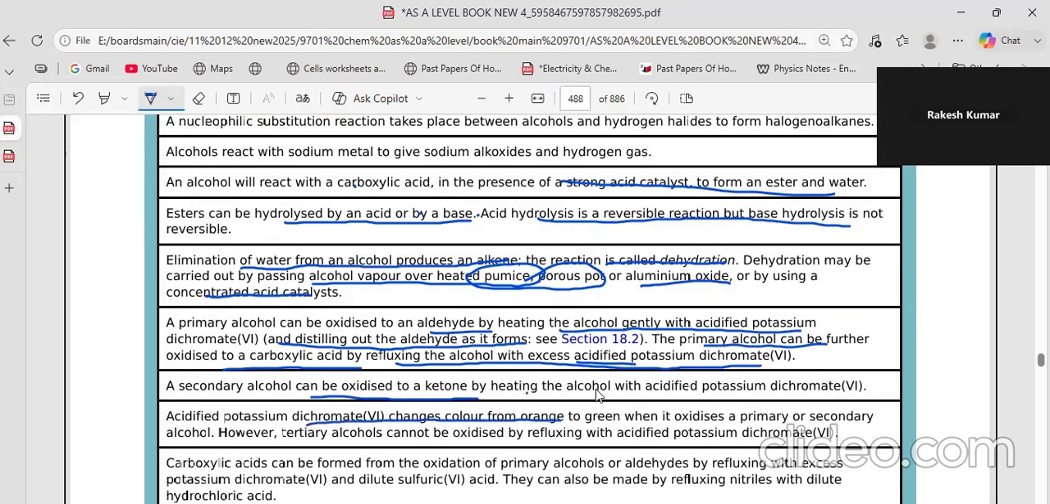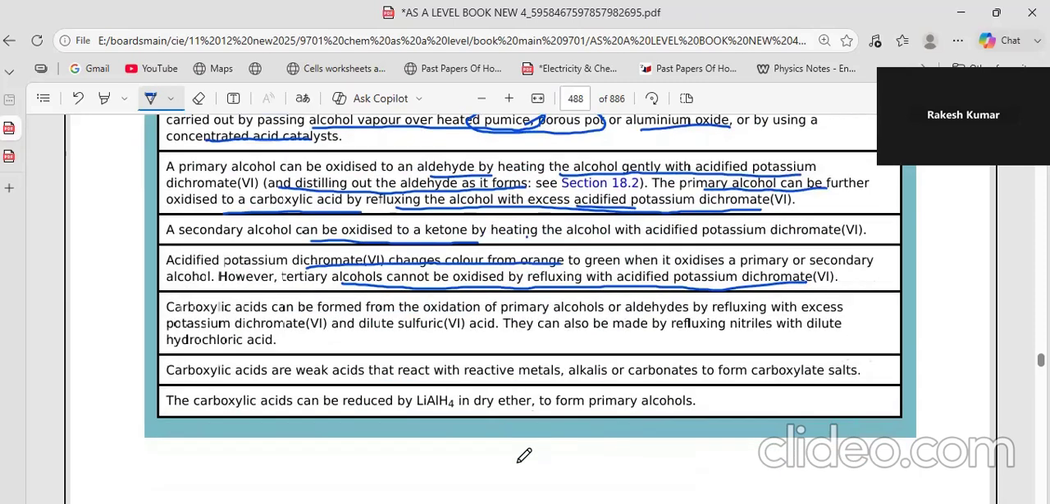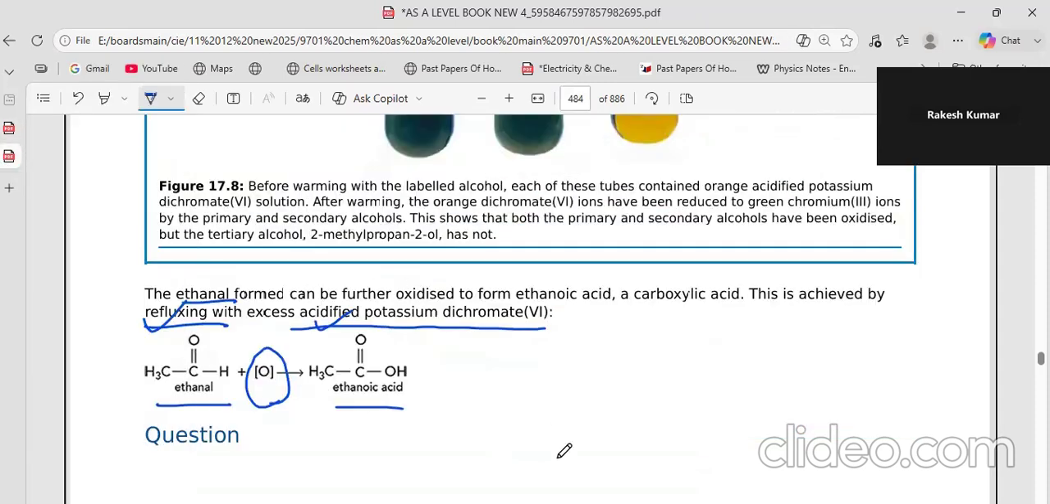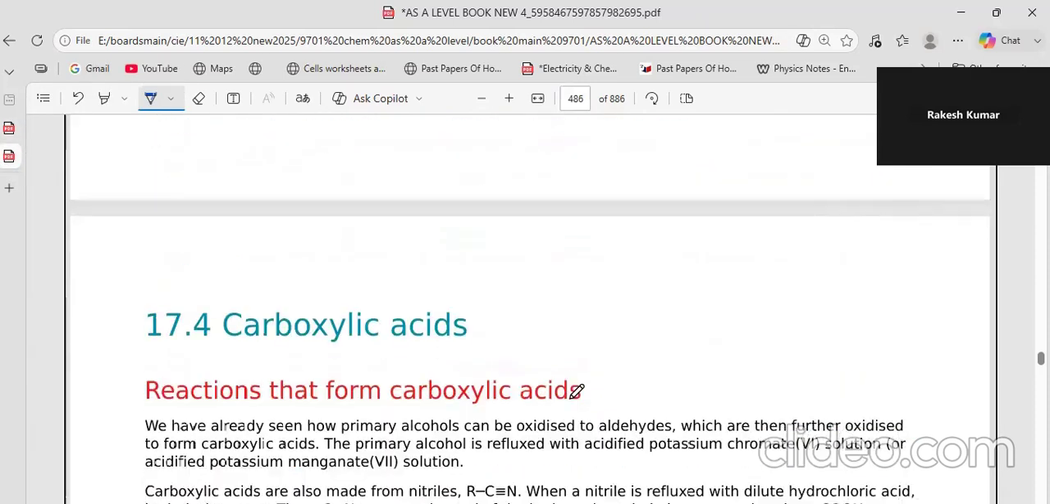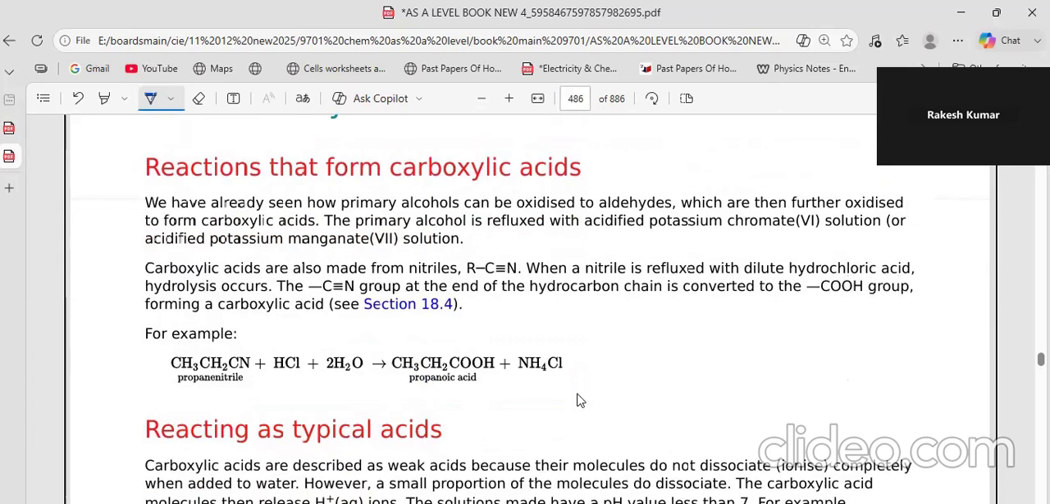It changes color from orange to green with the primary. The tertiary cannot be oxidized with refluxing with excess dichromate because of the absence of hydrogen there, and because it's connected to three carbons and there's no hydrogen. And carboxylic acid can be formed from the primary by refluxing with excess dichromate, and also by refluxing nitriles. This nitrile reaction is acid hydrolysis of nitriles, and reflux again. Nitrile is refluxed with dilute acid and hydrolysis occurs.